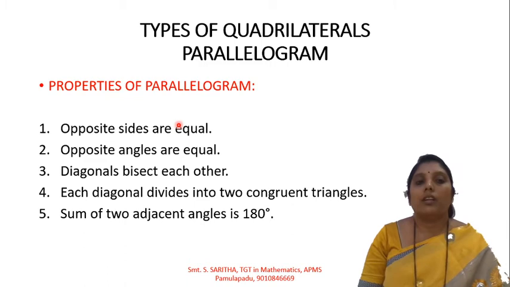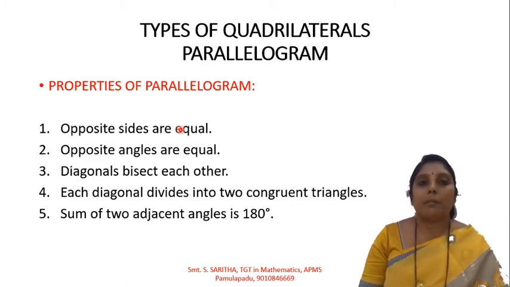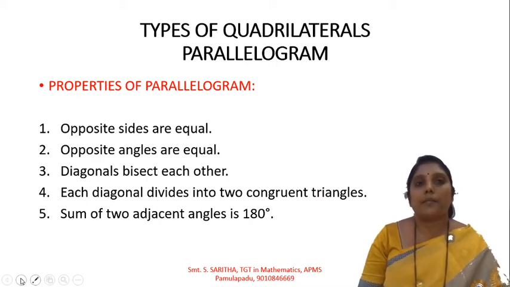So, if you recall the properties of a parallelogram: opposite sides are equal, opposite angles are equal, diagonals bisect each other, each diagonal divides it into two congruent triangles, and sum of two adjacent angles is equal to 180 degrees.